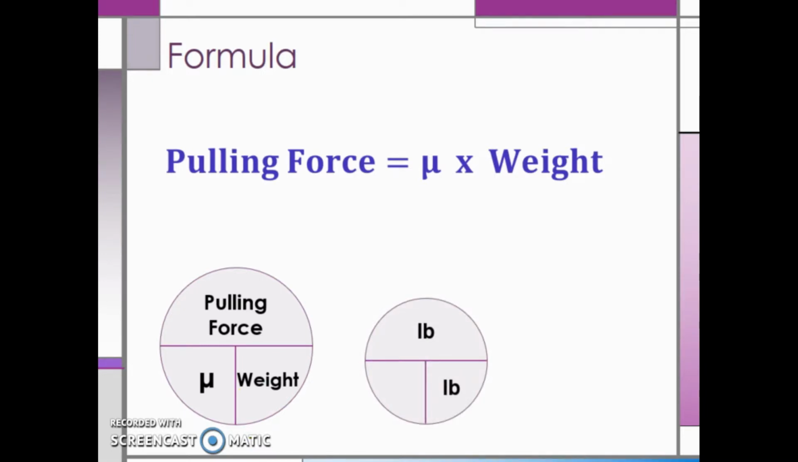In the English system, pulling force and weight are both measured in pounds. Mu does not have any unit since it is simply a coefficient or just a number. In the metric or SI system, pulling force and weight are both measured in newtons, abbreviated with an N. If you are unsure of what your units should be in your answer, look back at these unit circles.